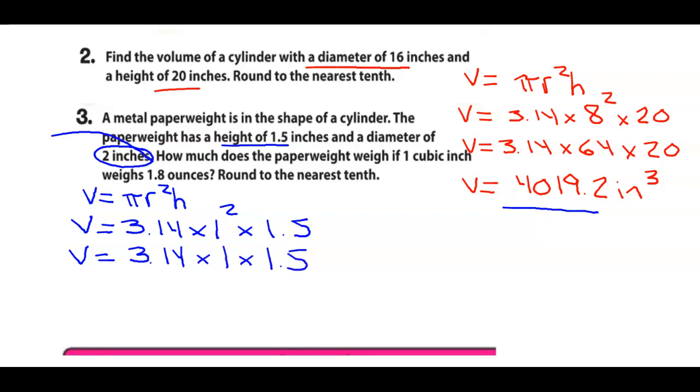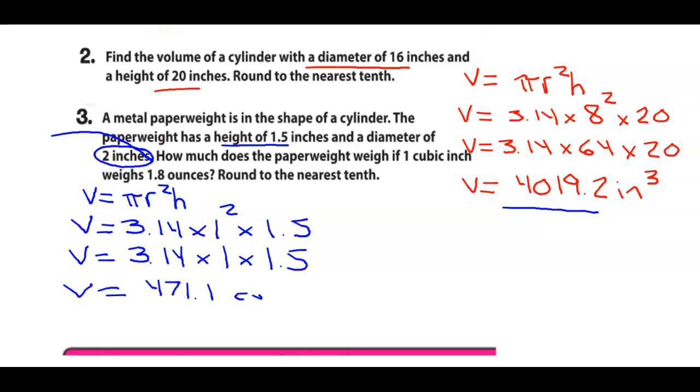And now what we're going to do is multiply that straight across. So we're going to say 3.14 times 1 is just 1. Actually, I lied. 3.14 times 1 is not 1. It's 3.14. And we're going to do 3.14 times 1.5, and that's going to give me 4.71. So 4.71, that's cubic inches, right? So we can say cubic inches.